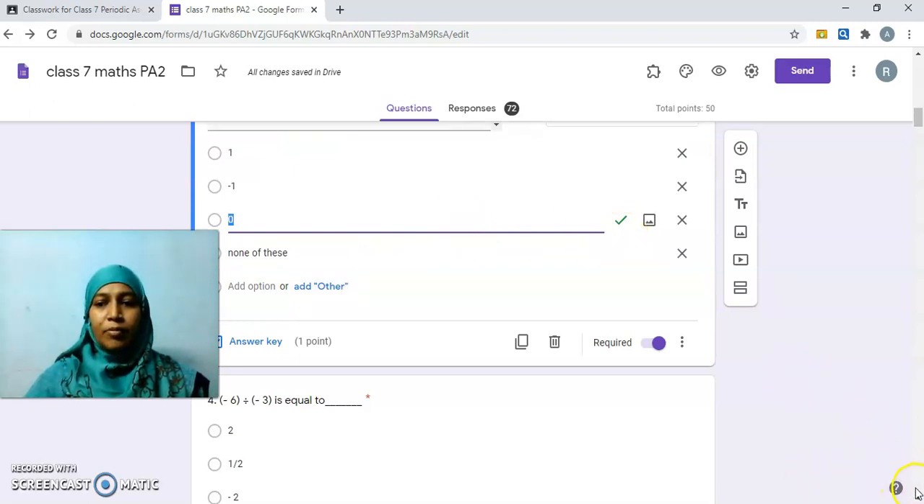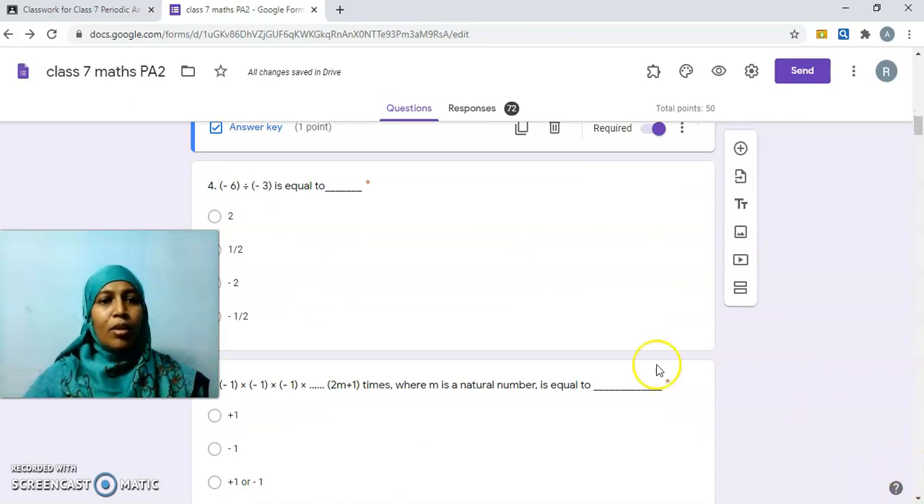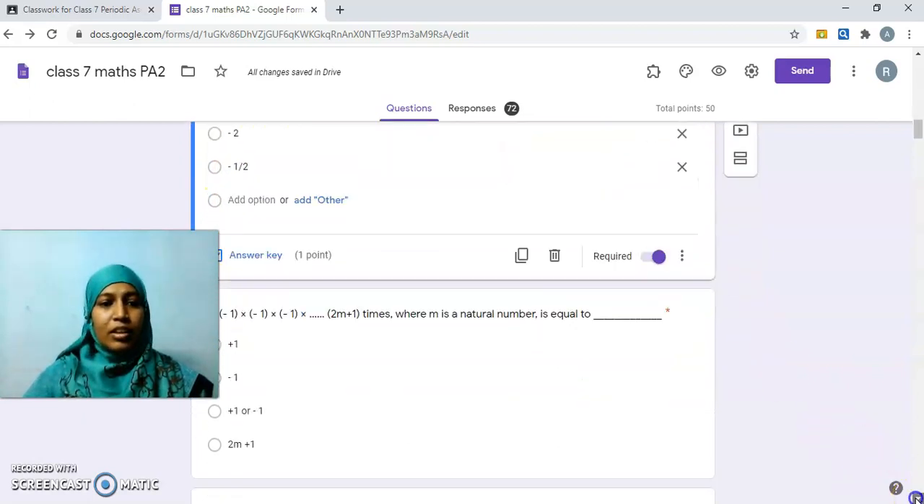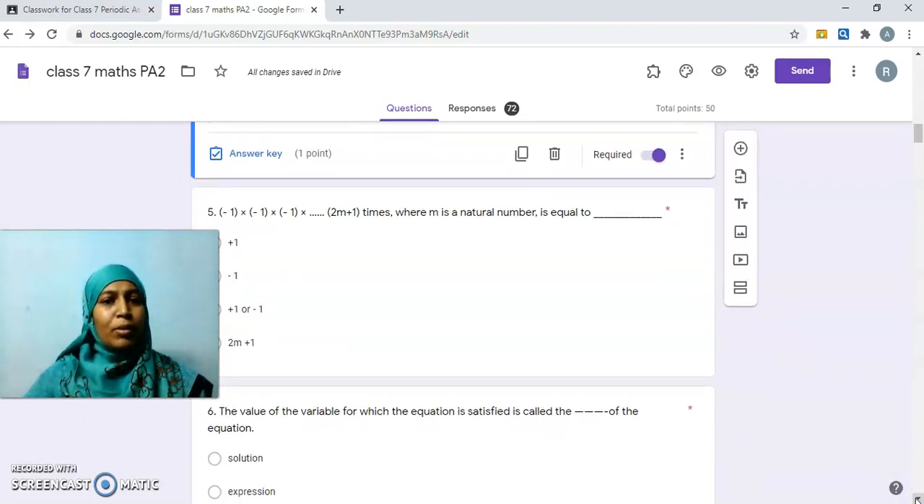Is it clear? The next question is, minus 6 divided by minus 3. 6 divided by 3: 1 3 is 3, 2 3s are 6. Minus minus gets cancelled. So plus 2 is the right answer. All these questions are very simple questions.